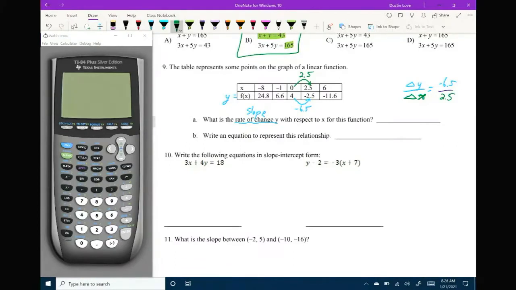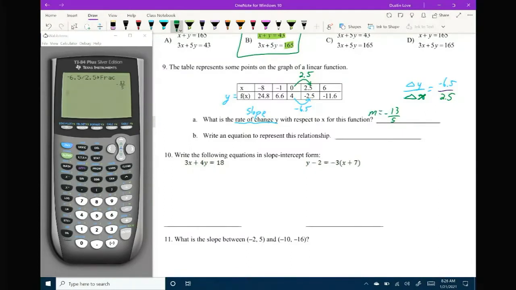I'm going to use my calculator to simplify my fraction more easily. If I type in negative 6.5 divided by 2.5, and then press math, enter, enter, it will convert that to a reduced fraction. So it's negative 13 over 5. That is my slope.